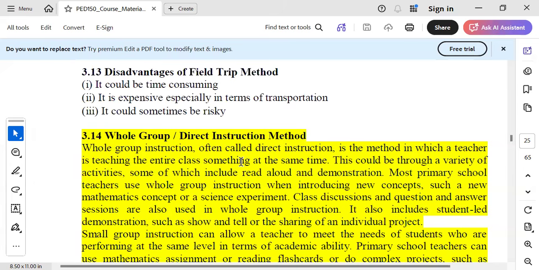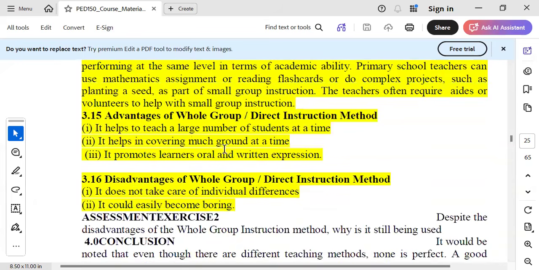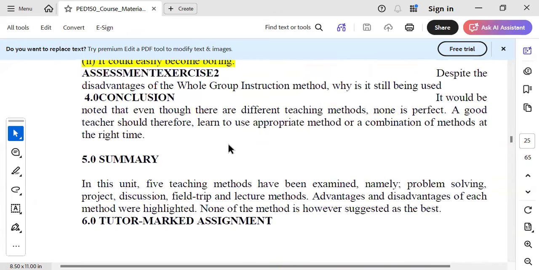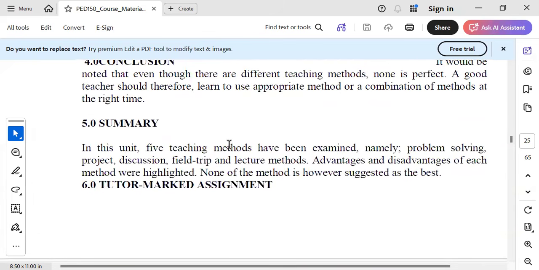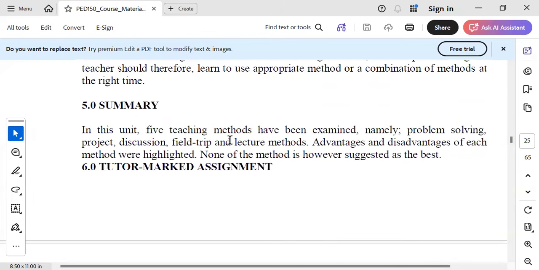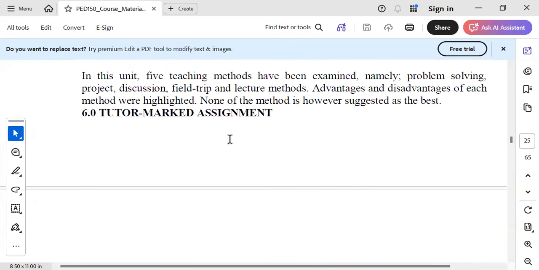Who will attempt it? Problem solving method. We have the field trip method. We have the role play method. Then we have the whole group method. Then the discussion method. Yes, correct.